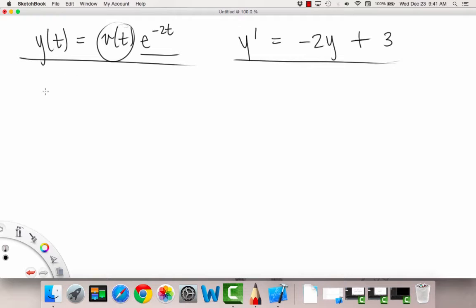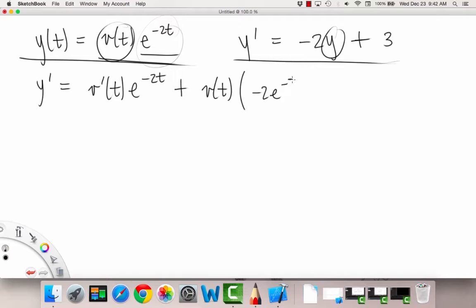So we already have our y. This is this whole thing here. And then our y prime, let's figure that out. We're just going to use the product rule. So y prime is v prime of t times e to the negative 2t, plus v of t times, and now we differentiate the second term, negative 2 e to the negative 2t. Now that we have that, we can plug it into the left side, for our y prime. So we're left with v prime of t times e to the negative 2t, minus 2 v of t e to the negative 2t. So that's on the left side.